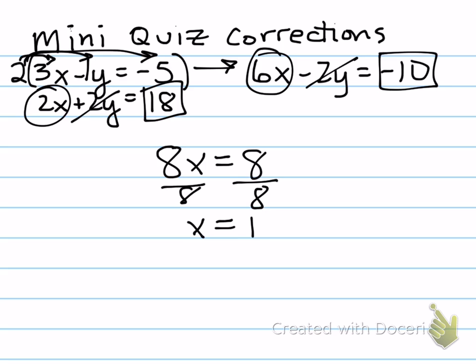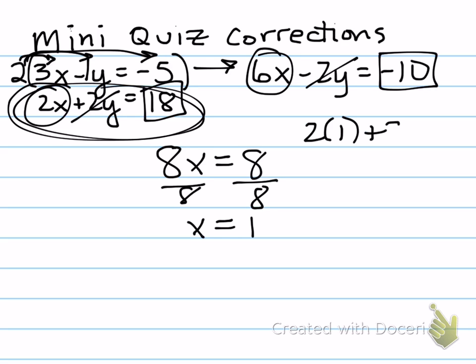The next step is to substitute that known variable into one of the equations. I'm going to select the bottom equation for now. That bottom equation, just circled it right there, is 2 times our first mystery number, which in this case would be 2 times 1, plus 2 of that second mystery number equals 18.